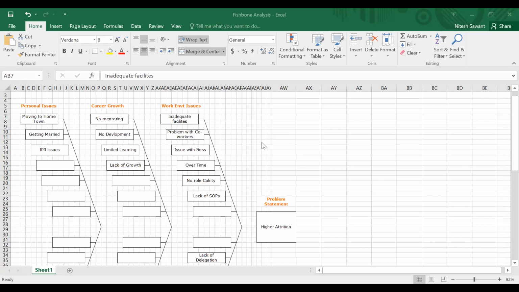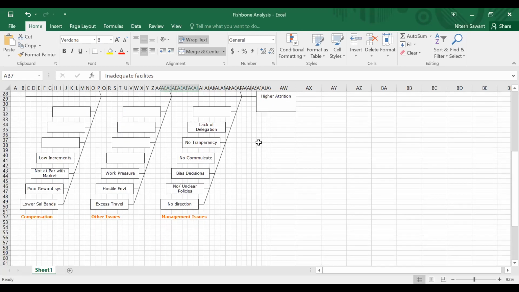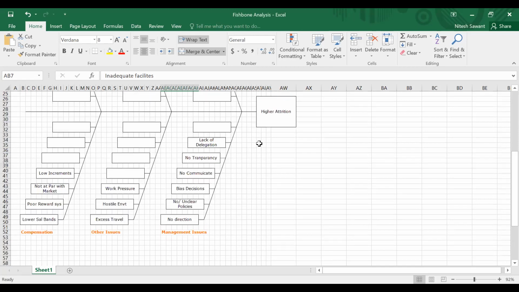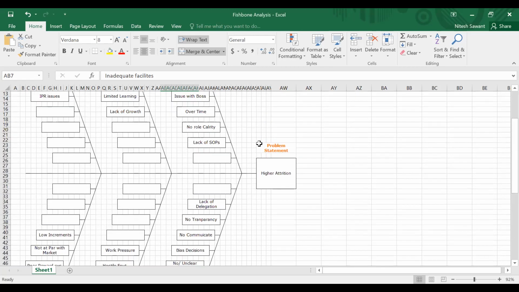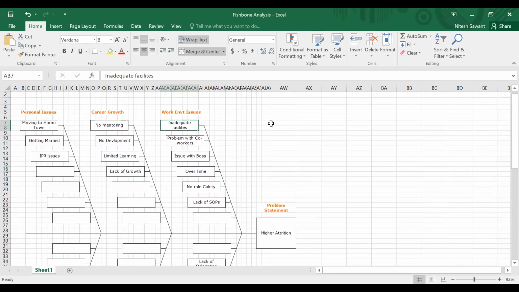So lack of growth, limited learning. Once you get these reasons on hand, we need to create a frequency chart. You know how to create a frequency chart? How many people have said inadequate facility, or issues with boss, or overtime is an issue, or no role clarity?